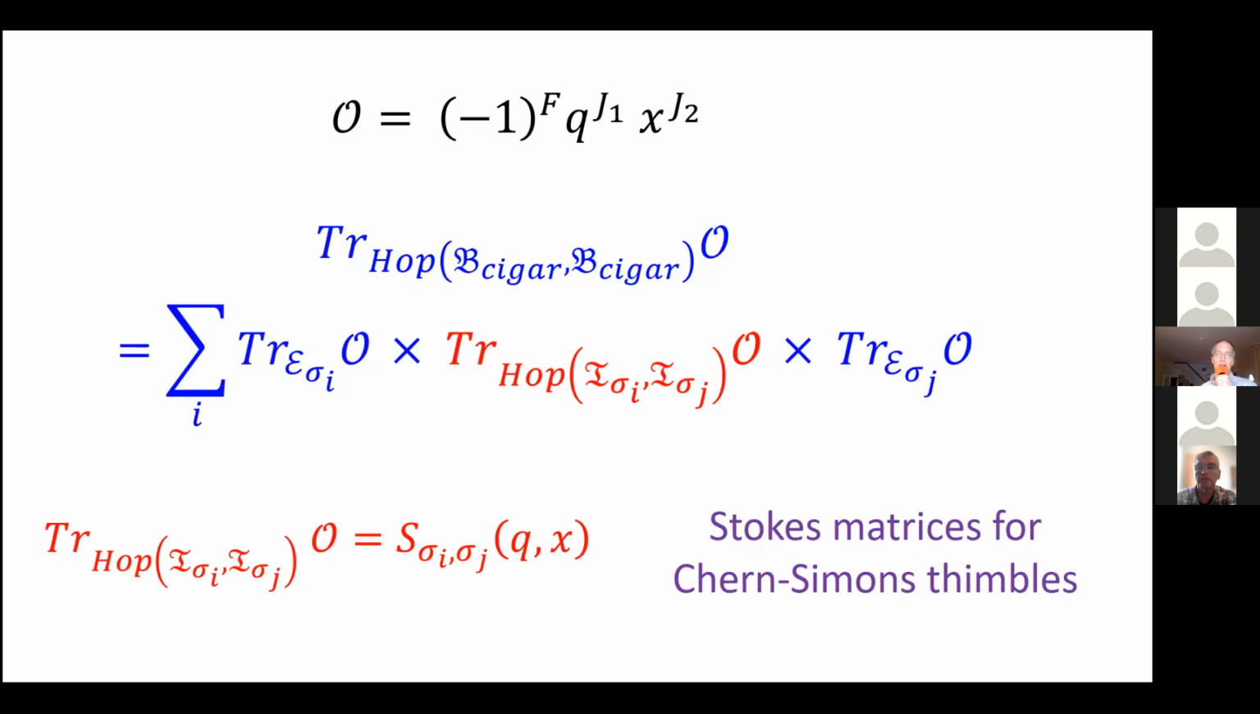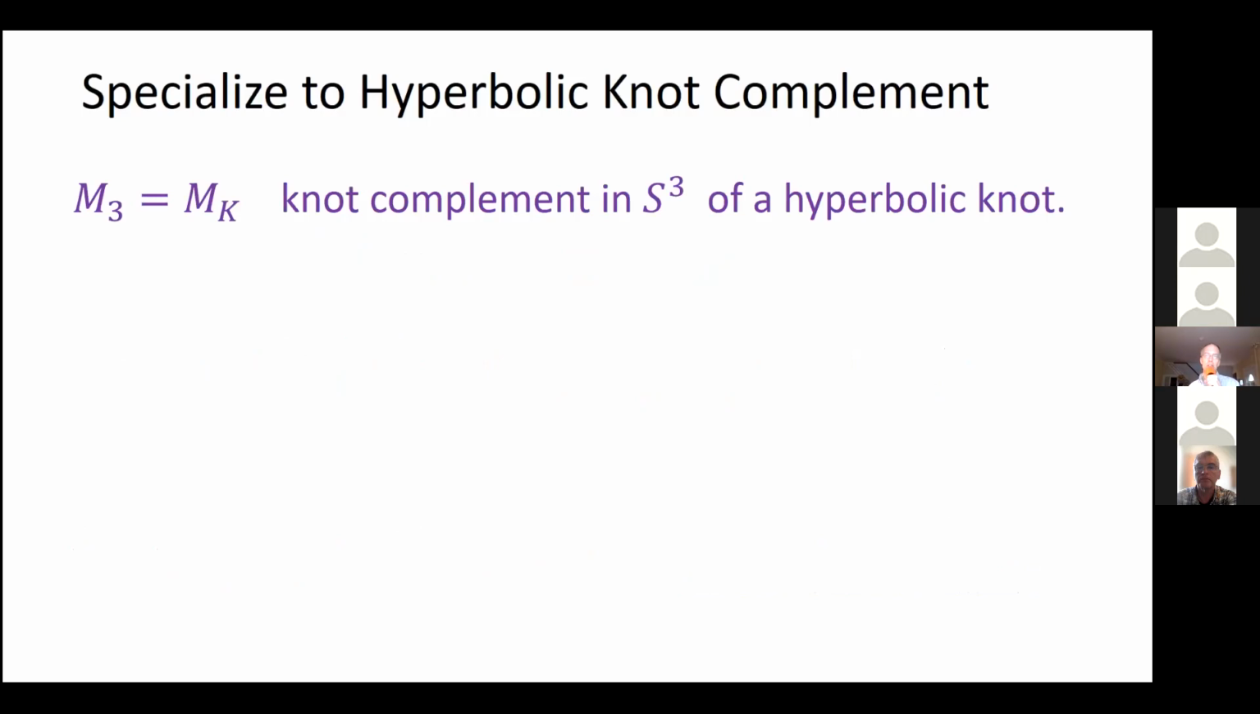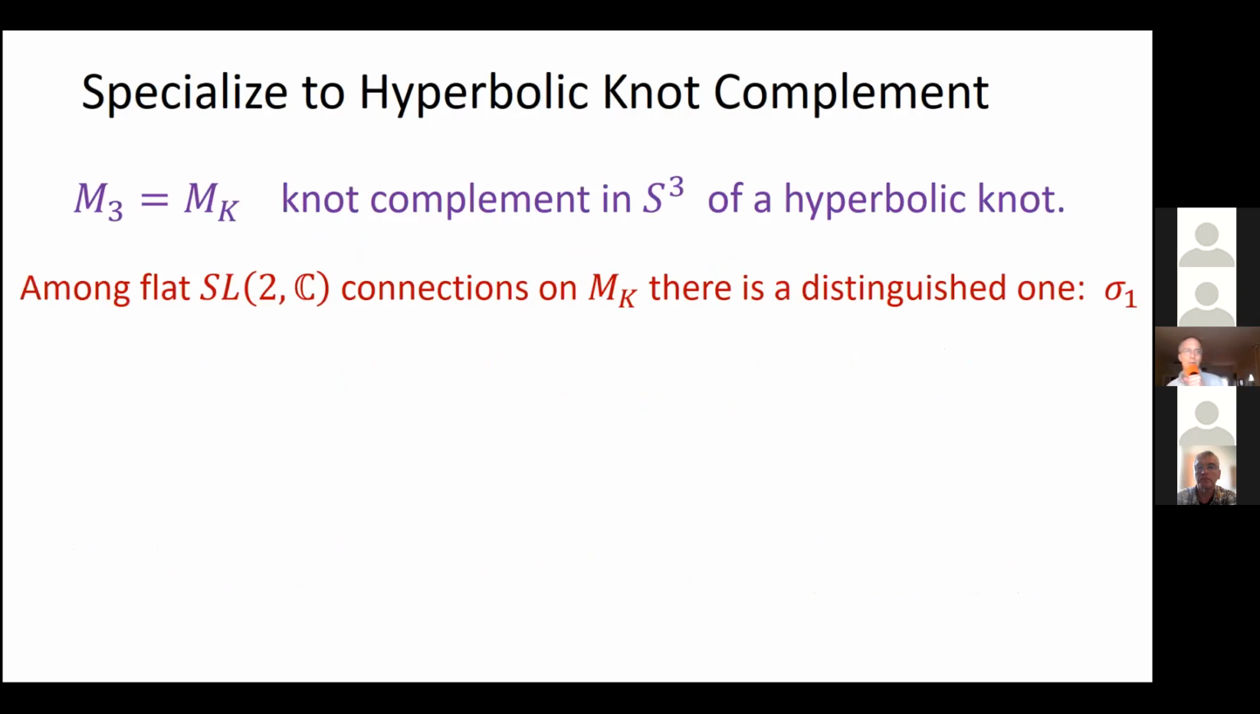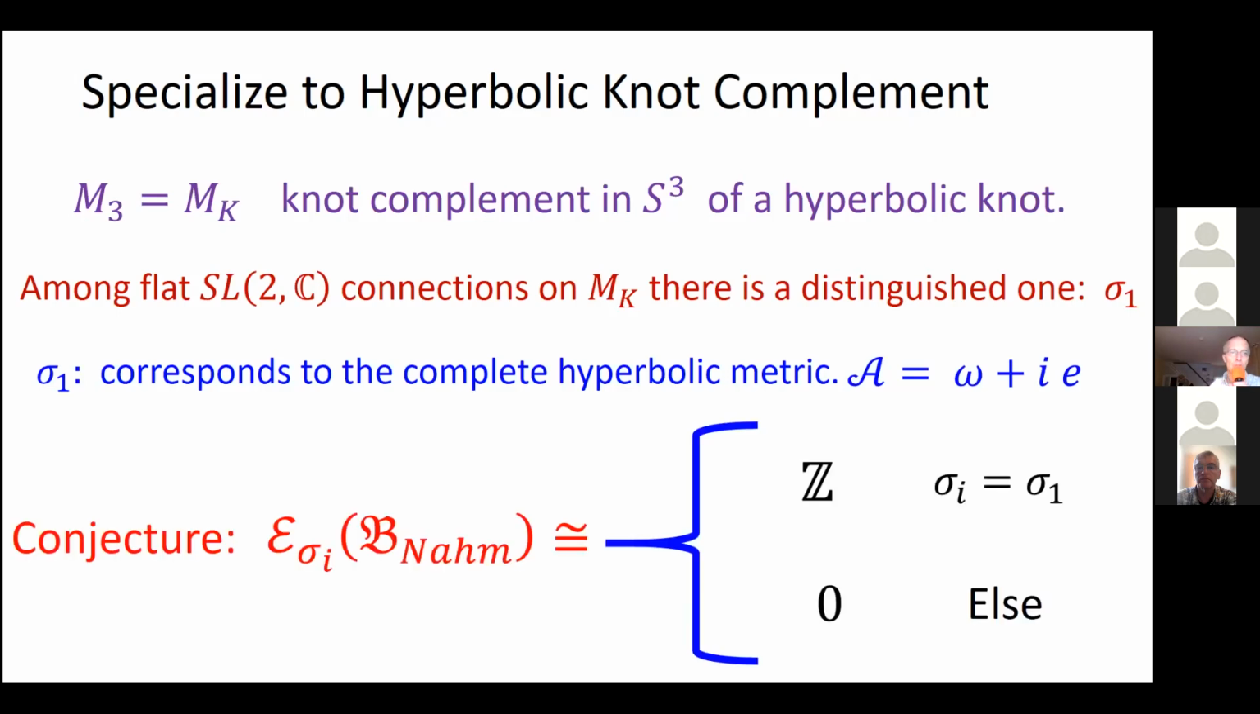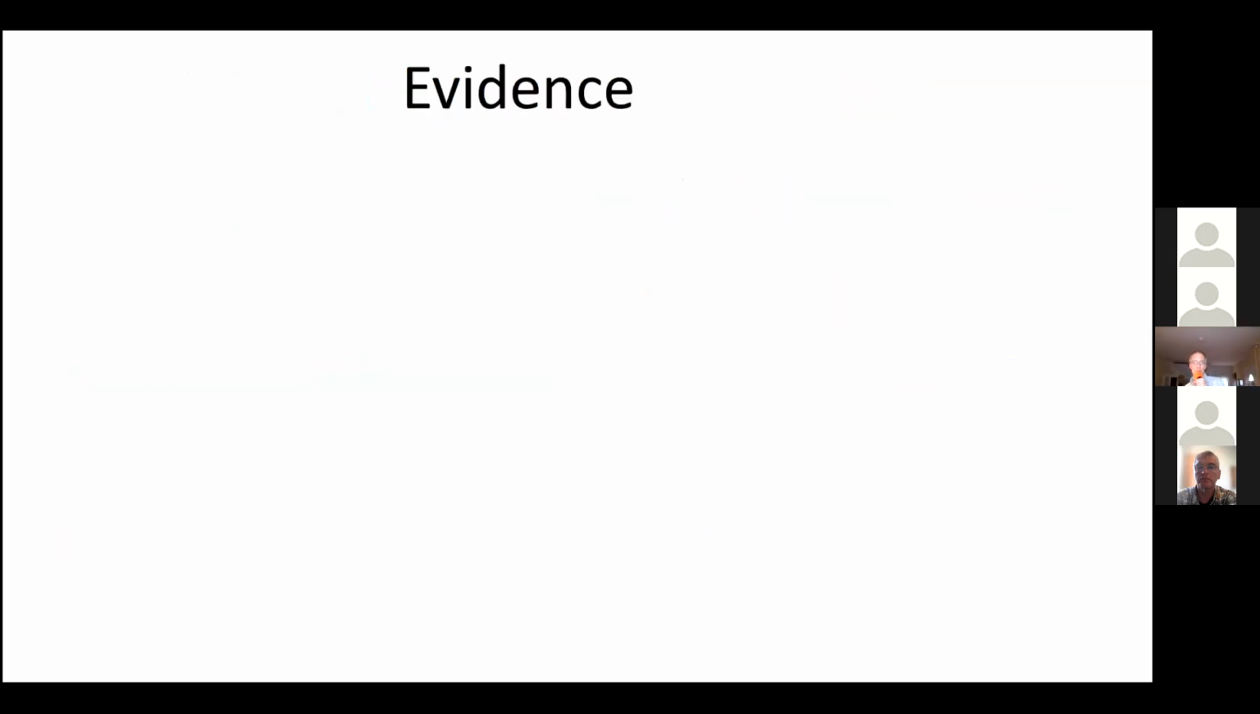So in order to get this relation, we need the traces on the Chan-Paton spaces to be rather trivial. So to get the GGM conjecture, we have to say that if M3 is a knot complement of a hyperbolic knot, then among the flat SL2C connections on M_K, there's a distinguished one, I'll call it sigma 1, which corresponds to the complete hyperbolic metric, if I think of the SL2C connection as the spin connection plus i times the dreibein. And so the conjecture says that these Chan-Paton spaces multiplying these different Lefschetz thimbles are all zero except for sigma I equals sigma 1. So that's a very concrete conjecture on the Kapustin-Witten equations.